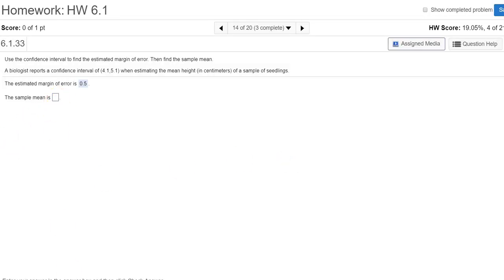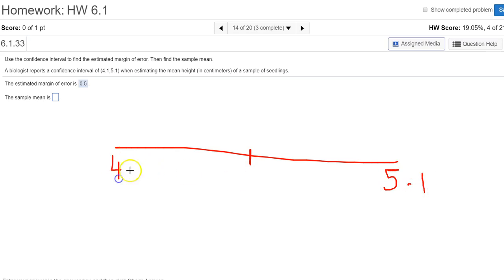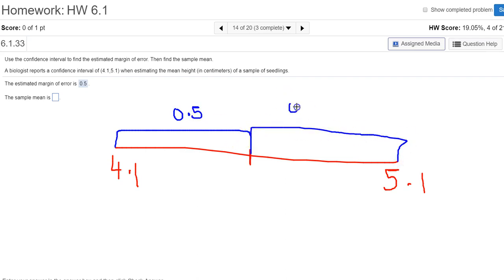They ask me for sample mean. Remember what the margin of error is. Sample mean is all the way in between, and you have 5.1 here, your upper limit, 4.1 here, your lower limit, and this distance, let me change the color. And this distance is your margin of error, which is 0.5. Okay, this distance is 0.5. Oops, it's not straight, but you get the idea.